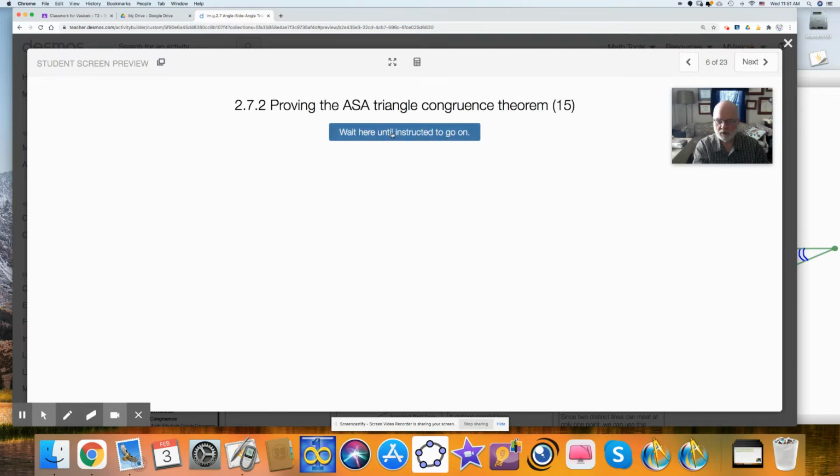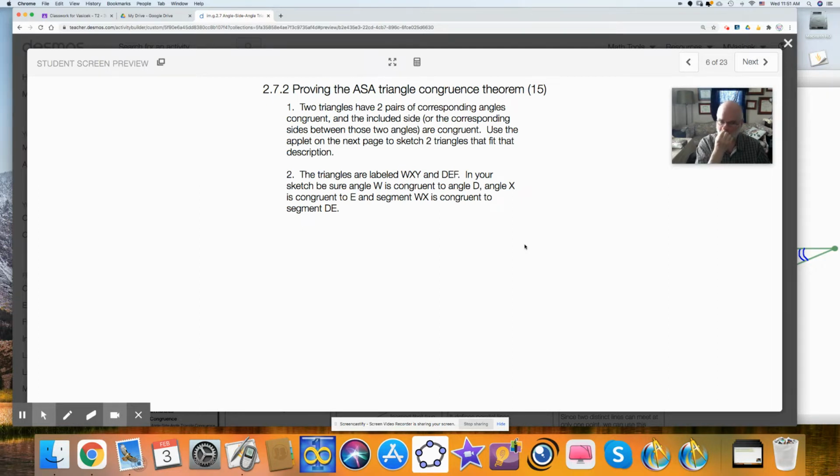So the first thing we're going to do is prove the angle-side-angle triangle congruence theorem. And we're going to do a visual proof of this. You have two triangles. They have two pairs of corresponding angles that are congruent, and the included side, or the corresponding sides between those two angles, are congruent. You're going to use the applet on the next page to create this situation, and then you're going to show me why these two triangles must be congruent with only this limited information, the two angles that are congruent and the included sides. The triangles are labeled WXY and DEF. Make sure that angle D is congruent to angle W, angle X is congruent to angle E, and segment WX is congruent to segment DE.